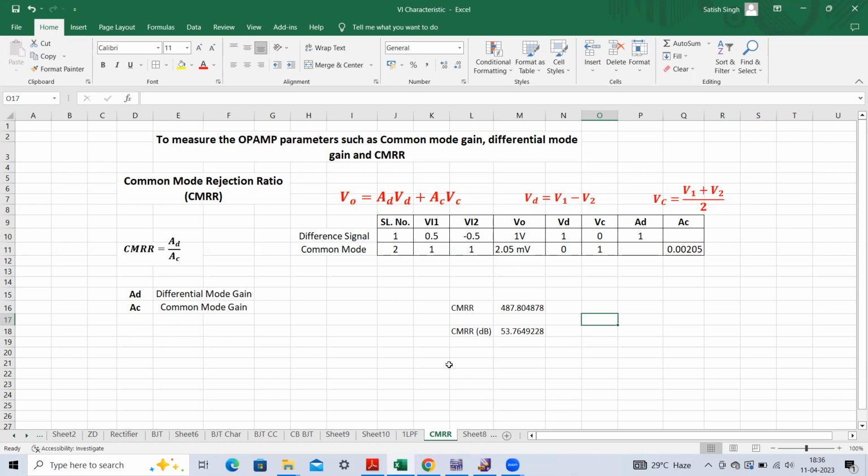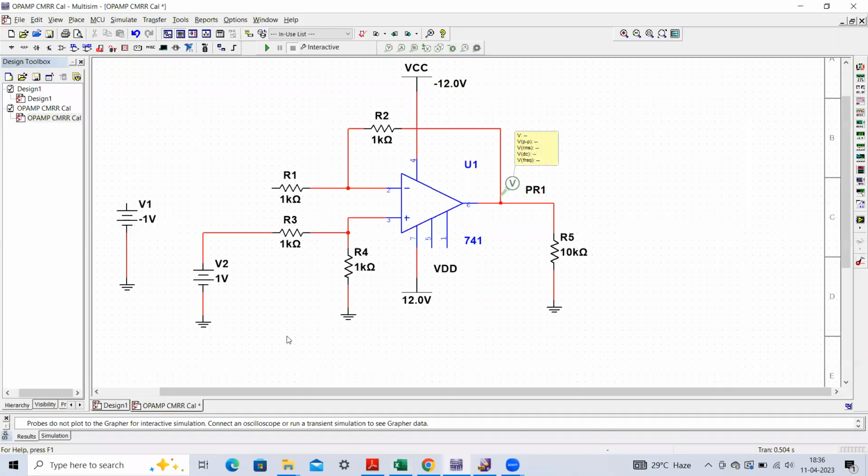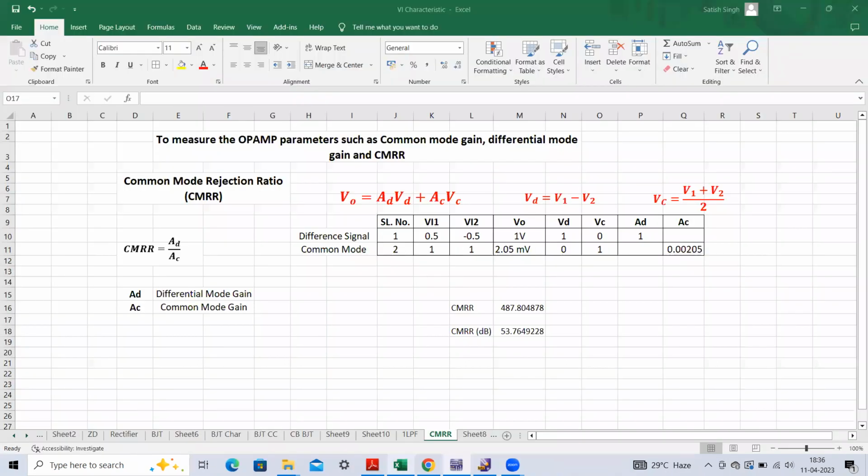Okay, so in this formula, I am calling this non-inverting terminal input V1, and this one I'm calling V2, right? So now, first of all, we have to apply this difference signal. So I will be taking V1 equal to 0.5 and V2 equal to minus 0.5. Okay, so why are we taking 0.5 and minus 0.5? I will explain that shortly.